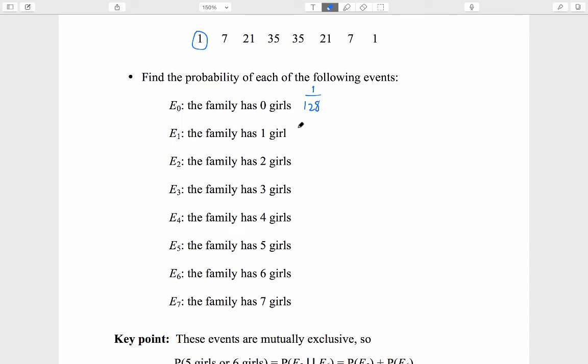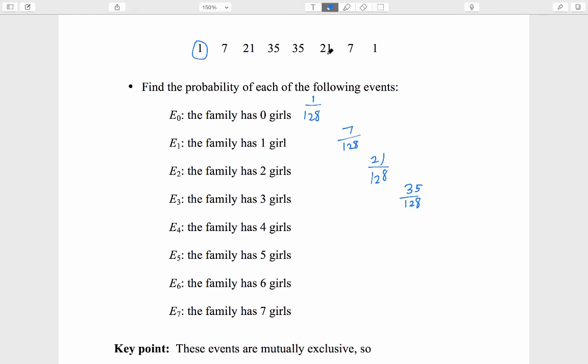How about the family has 1 girl? Of all the 7-letter words with B's and G's, there are 7 such words with 1 G and all the rest B's. That's counting exactly the number of outcomes in this event. So 7 out of 128 is the probability of this event E1. Similarly, that the family has 2 girls, that's 21 out of 128, namely this 21 right here. That the family has 3 girls, that's 35 out of 128, etc. For exactly the same reason why row 7 of Pascal's triangle knows how to count how many words there are of a certain type, it also knows how many outcomes there are in each of these events.